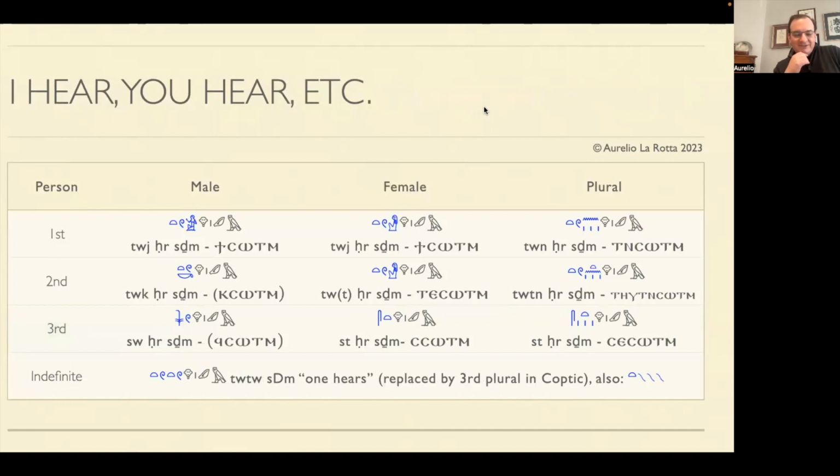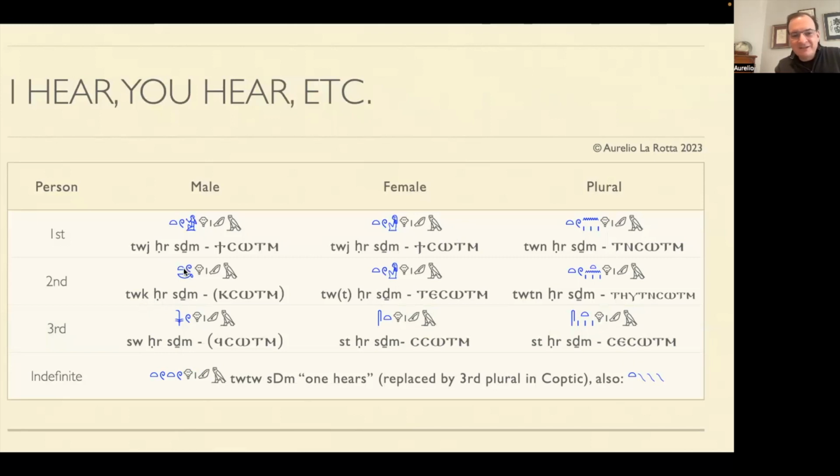So here's how you actually use it. If you want to say "I upon hearing," in other words, "I am hearing," or "I hear" more generally, it's ti her sejam, or tui her sejam, "I upon hearing." Same for the female version, just the spelling changes a bit. In Coptic, this is ti sotem. If you want to make it plural, you use tun. Tun her sajam, and that's still what it is in Coptic. After the her falls out, tun sotem. So if you know your Coptic, this should be very familiar.